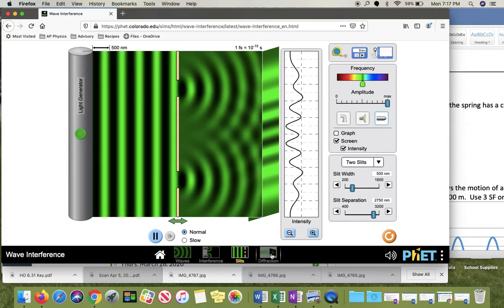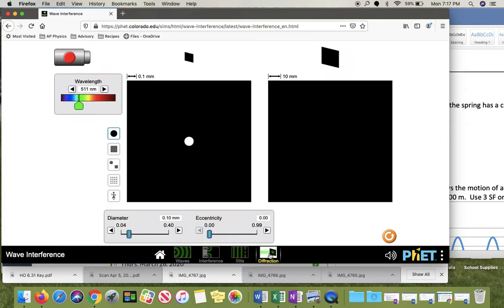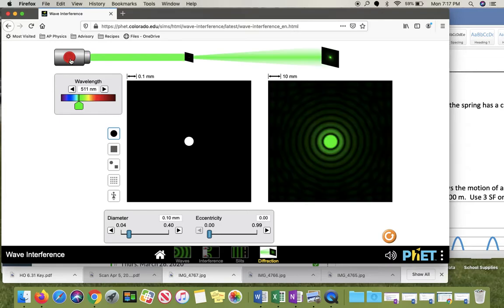Oh, I was going to show you one other thing here real quick. Sorry. On the notes, I was talking about having a circular opening. So notice that this is our opening here in the middle of the screen, and then we have our other screen back behind here. Notice the interference patterns that show up. We have a bright spot, and then we have these concentric rings that form.